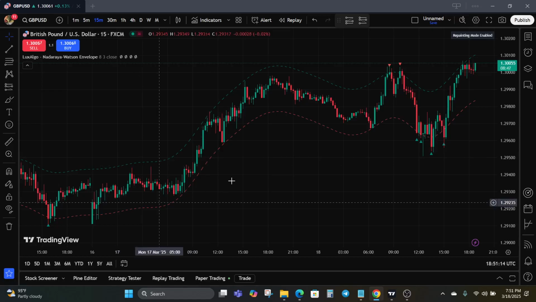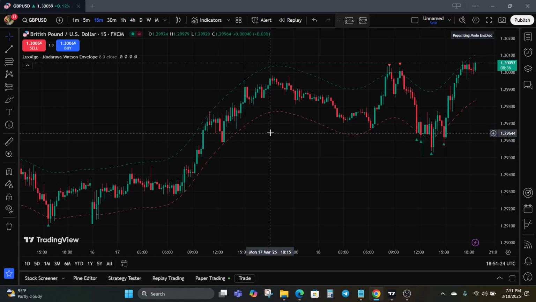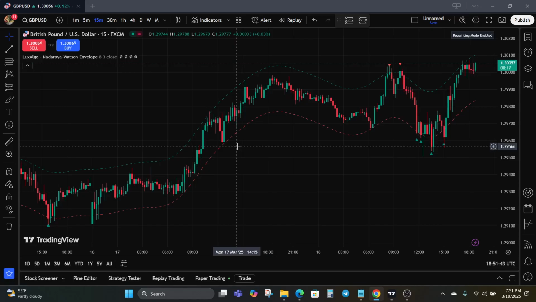Okay, the Nadaraya Watson Envelope Indicator is a kernel regression based smoothing tool that helps traders identify trends more effectively than traditional moving averages. Now, unlike common indicators like the EMA or the SMA, which rely solely on past price data, the Nadaraya Watson Envelope uses kernel smoothing techniques to create a more dynamic representation of price action. So this means that it adapts to market conditions more smoothly and provides better trend following signals.